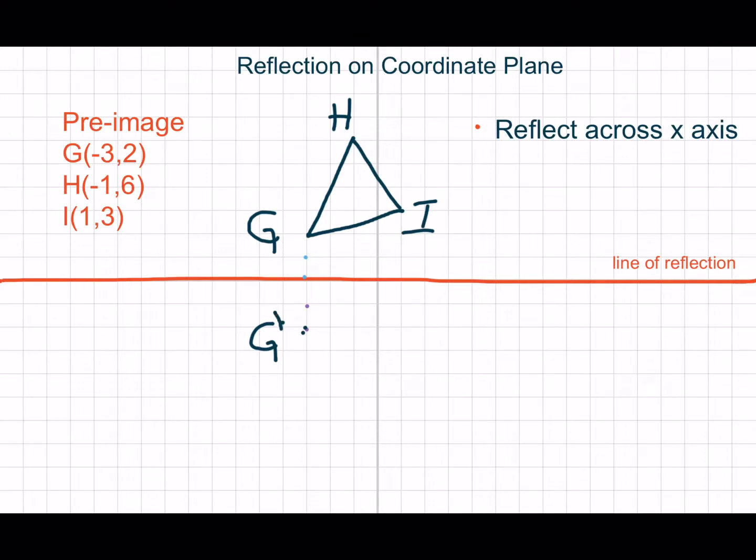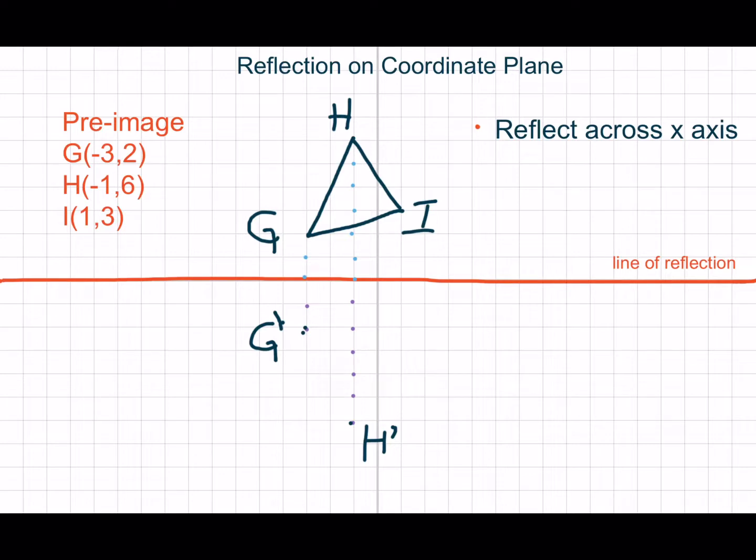All right, let's do it with point H. Notice that point H is 1, 2, 3, 4, 5, 6 units above the line of reflection. We are going to match that distance below. 1, 2, 3, 4, 5, 6. And so this point right here is going to be your H prime.